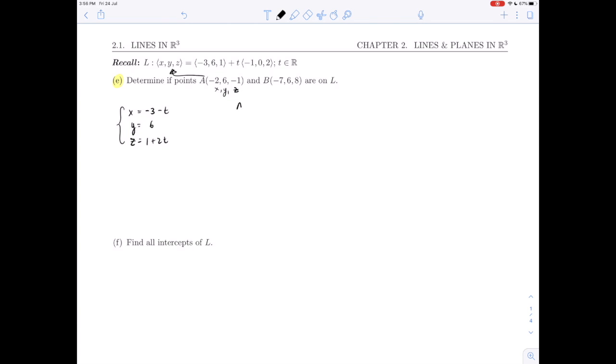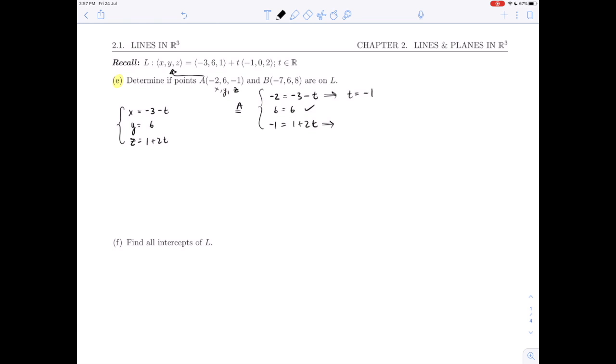So let's start with A first of all. So we are going to check whether minus 2 is minus 3 minus t, 6 is 6, well that one works, and z, what do we have here, minus 1 is 1 plus 2t. So what I'm going to do is solve for t in each case and make sure I get the same value of t. So if I solve for t here, I'm going to get t is minus 1.